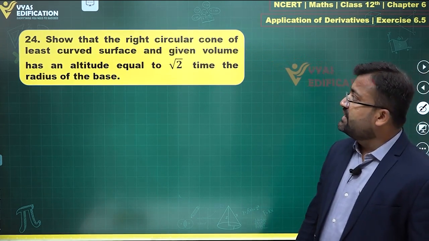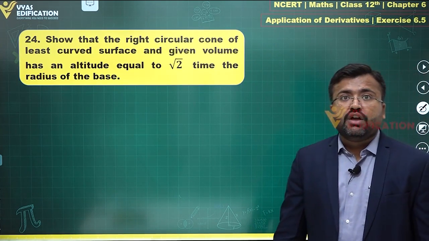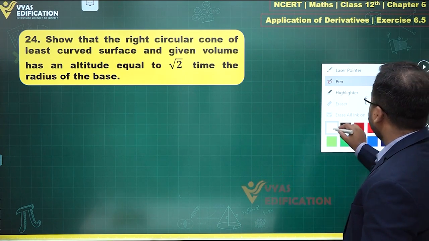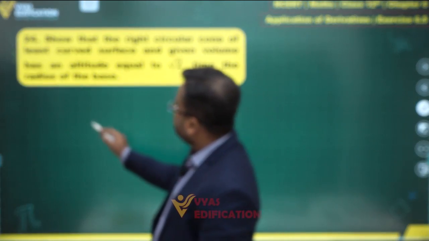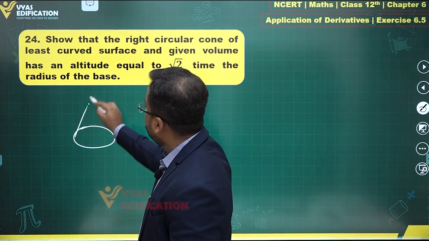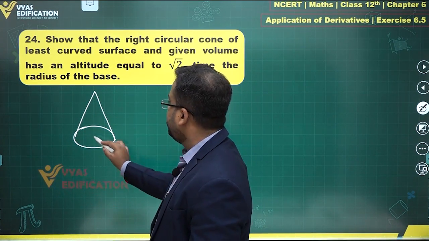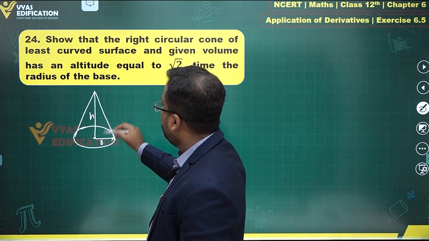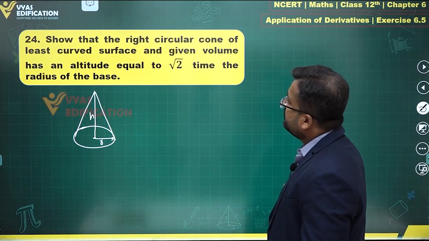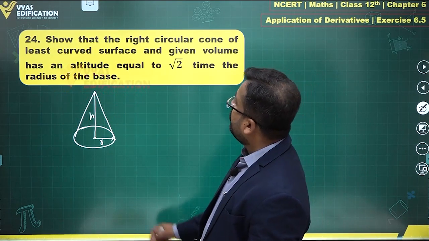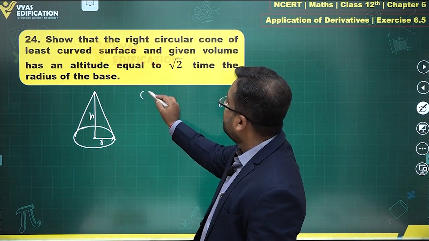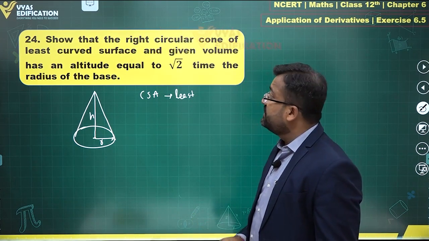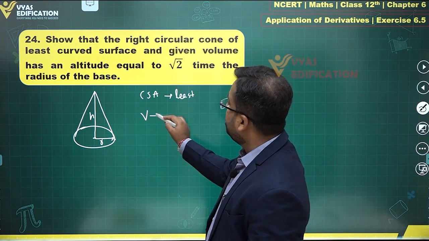The 24th question says, show that the right circular cone of least curved surface area and given volume. This is what a right circular cone looks like. This is the radius and this here is the height. Right circular cone of least curved surface area, so we are supposed to minimize this curved surface area. And given volume, volume is fixed.